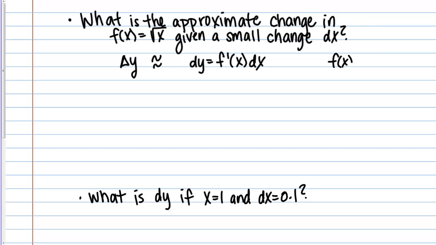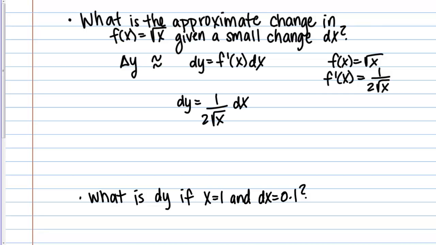Well, if f of x equals the square root of x, we've already found the derivative of this several times, and once already in this lesson, so I'm just going to go ahead and write it down. F prime of x equals 1 over 2 root x. So then dy equals 1 over 2 root x dx. And this is a general relationship that this question is asking for. This tells us the approximate change in the function given a small change in dx.